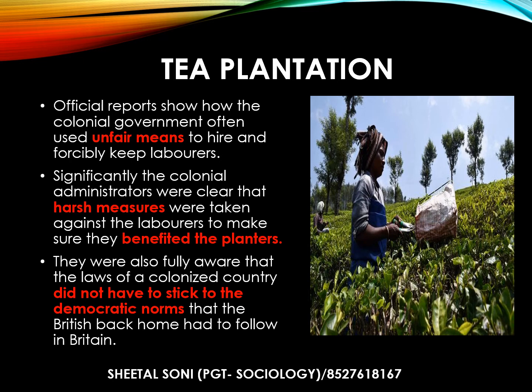Industrialization and urbanization during the colonial period was completely governed by their own self-interest. A very good example to explain this statement is tea plantation. The official reports very clearly show us how the colonial government used all unfair means to hire the people and forcibly kept the laborers. You have learned in the previous slides also how the movement of people was happening forcibly from Jharkhand to Assam just for doing the tea plantation.